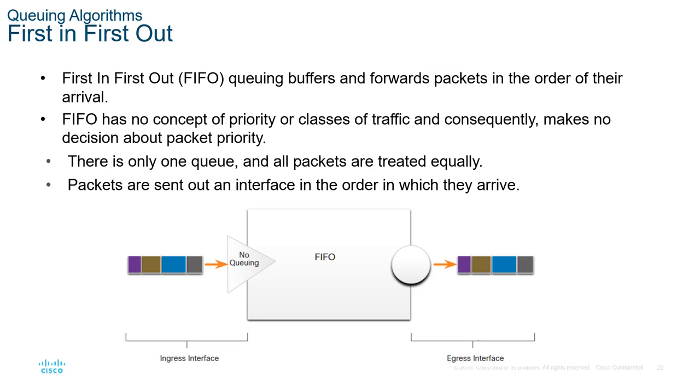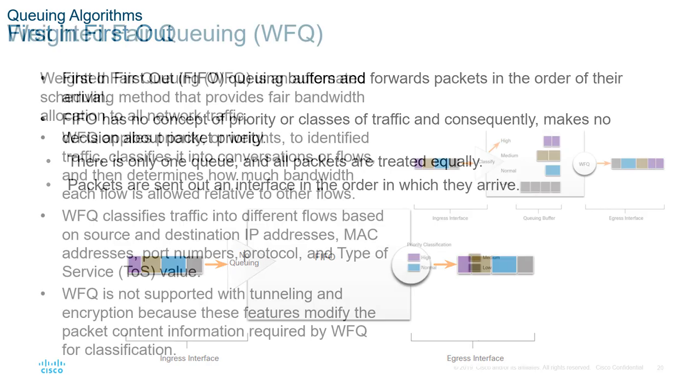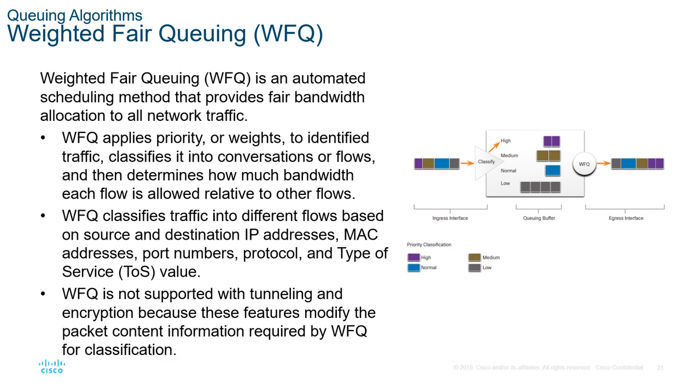The nice thing is basically everything is treated as equal. So the packets are sent out the interface in the order they are received. So they ingress and they egress in the same order. The negative with that is, what happens if there is a lower or different priority? Well, FIFO doesn't really work like that. So we have weighted fair queuing.